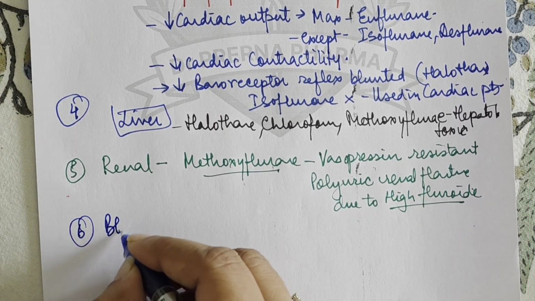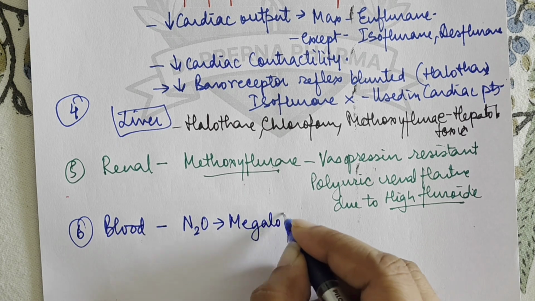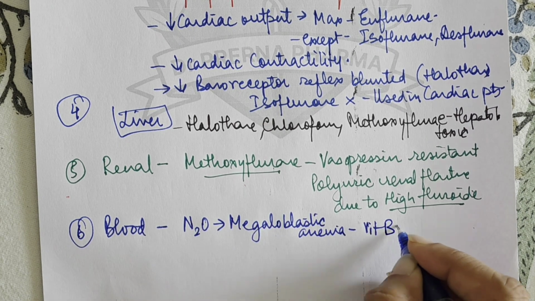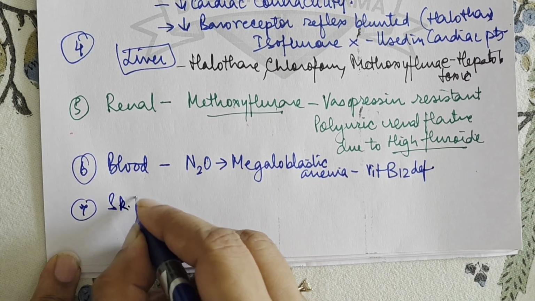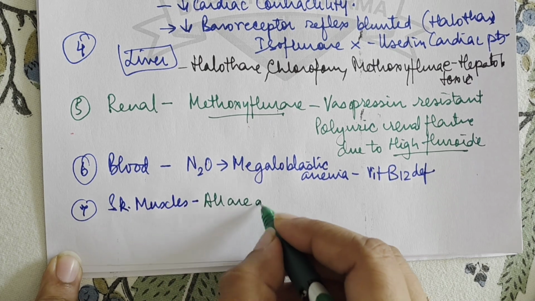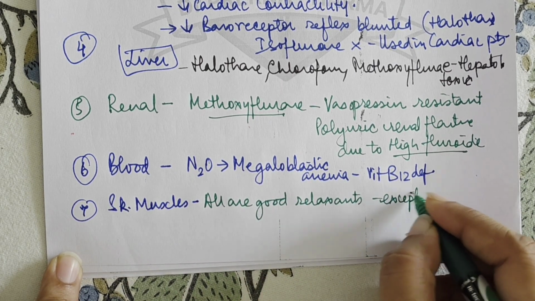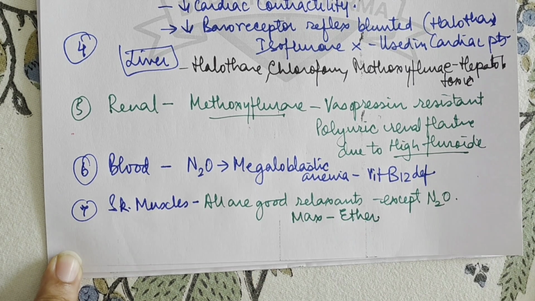Then the next action that they have is on blood. In blood, nitrous oxide can result in megaloblastic anemia by causing vitamin B12 deficiency, right? What is their effect on skeletal muscles? In skeletal muscles, all these drugs are good muscle relaxants, except nitrous oxide, which does not cause muscle relaxation, and maximum muscle relaxation is caused by ether, but we don't use it now.